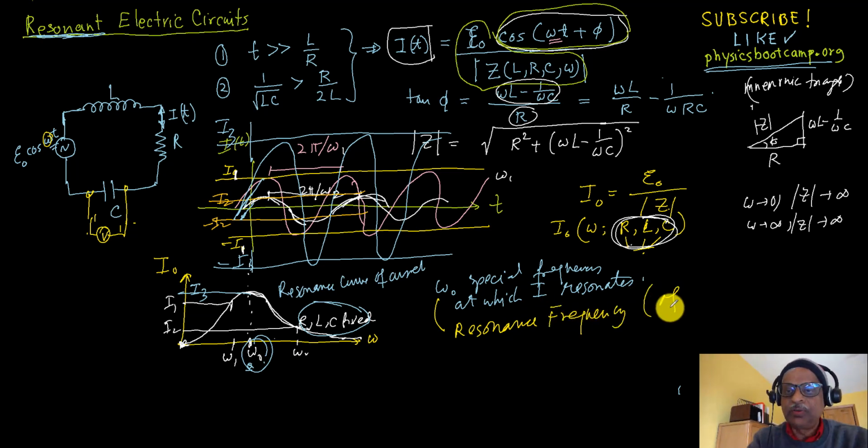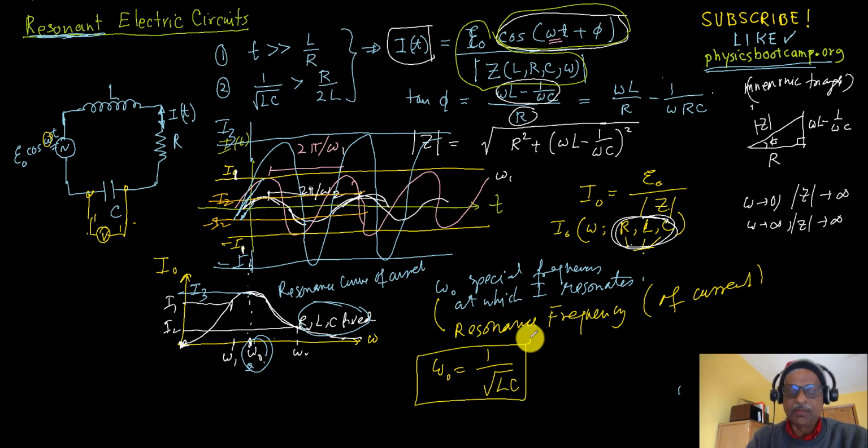We usually don't write "of current," but because we worked it out for current, we should say we only see the current resonate. So this is the frequency of current. If I do a power curve, it will also resonate at this frequency in this case. Okay. So the resonance frequency is equal to 1 over square root of LC, and sometimes you can memorize it. So this circuit is called a resonant electric circuit. It has a resonance frequency. Current resonates.